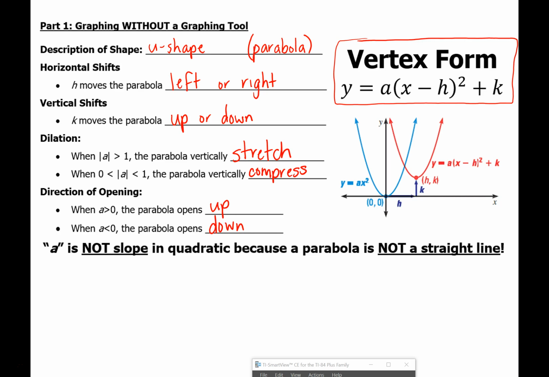The one major difference is this shape. That is not a straight line or a set of straight lines, this U shape. We are not going to use a as slope. That is not going to be the case here because it's not a straight line, it's a curve. We're going to have to use a squaring pattern in order to get our U shape. So please be very, very clear about this. h and k do the same thing. The dilations and direction of opening, we're using the same vocabulary, but the pattern that we're following is not slope.